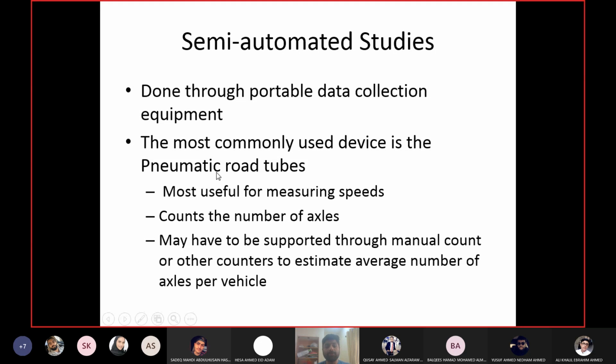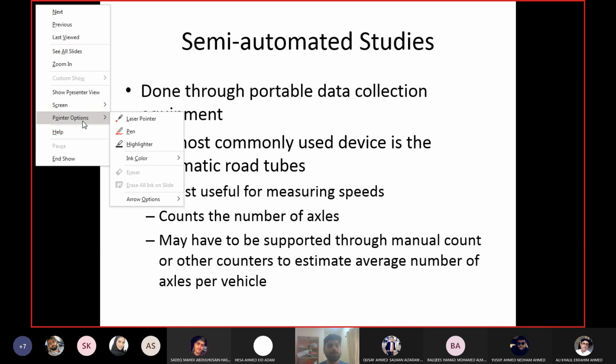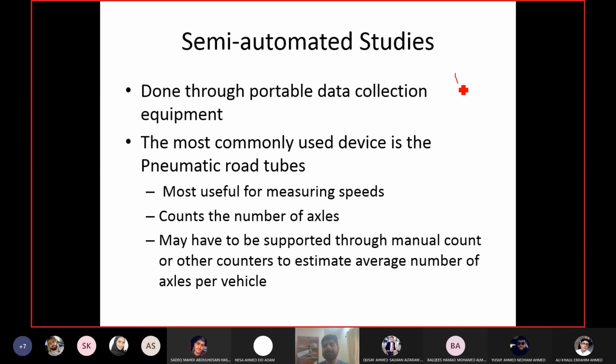The main function of a pneumatic road tube is to count the number of axles. What is an axle? So for example, this is a vehicle. Let's say this is a car. You have the two front tires, right? And between these two front tires, you have a rod. There's a rod which is connecting the two tires. This rod is known as an axle. This is an axle.